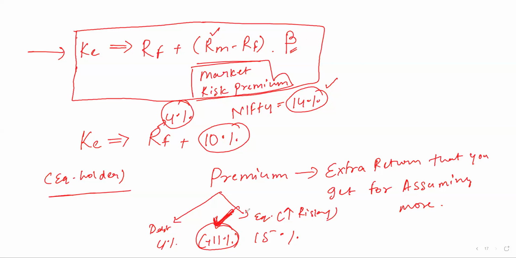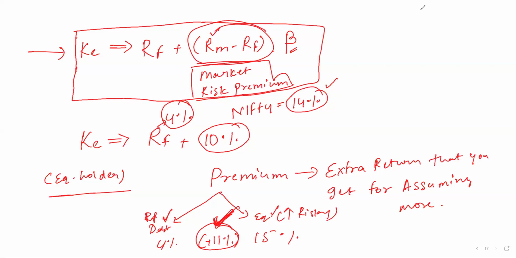How is this 11% derived? Return from equity market minus return from risk-free asset. So that is RM minus RF. Are you guys clear with RM minus RF?